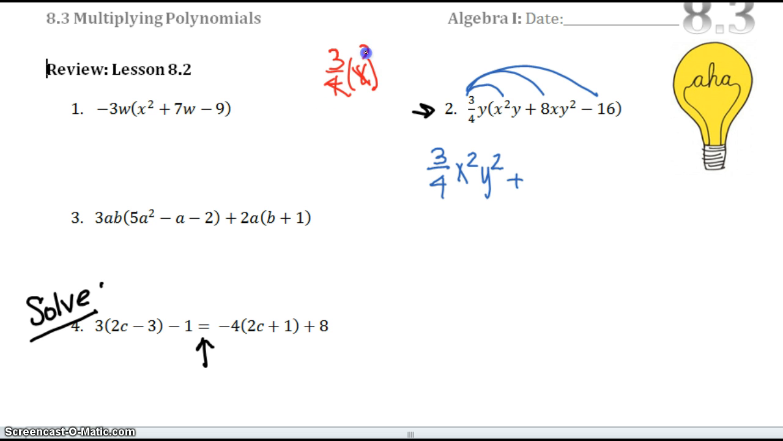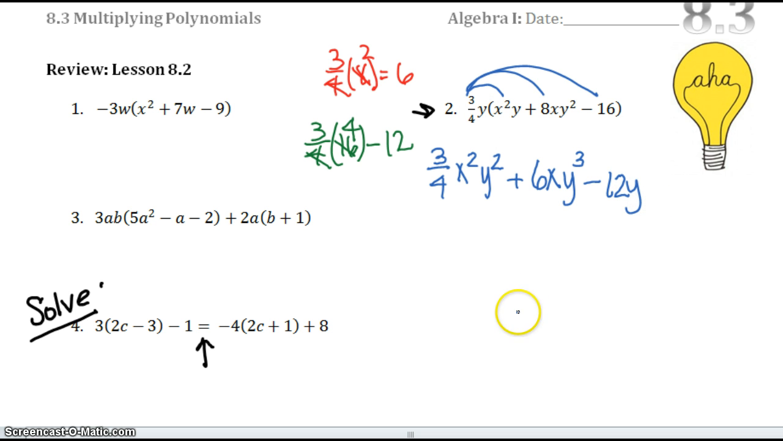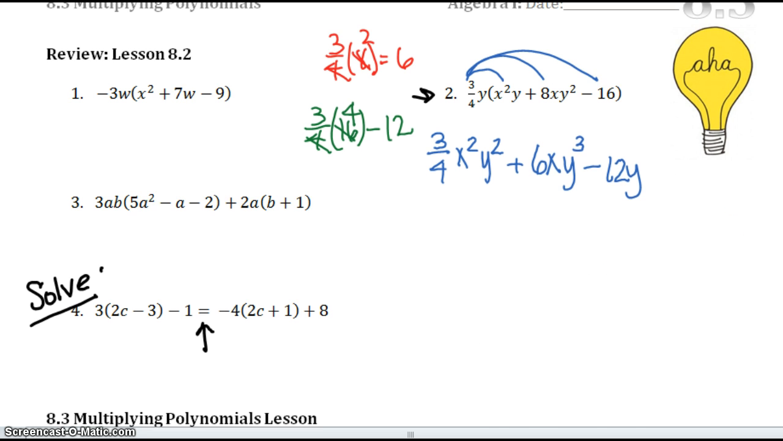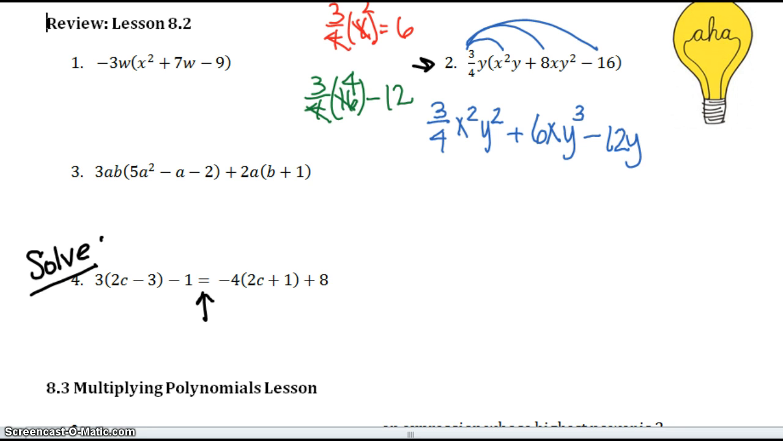Well, 4 goes into 8 2 times, so that's going to give us 6. So when we say 3/4 y times our second term, we're going to end up with 6. And it's x and then y squared. It's going to make y to the third. Minus, and then again, we have to take 3/4 of 16, and 4 goes into 16 4 times, and 4 times 3 is 12. So that's going to make minus 12, and don't forget the y, so minus 12y. All right, so you finish these other review problems, and I'm going to start in on our new material.